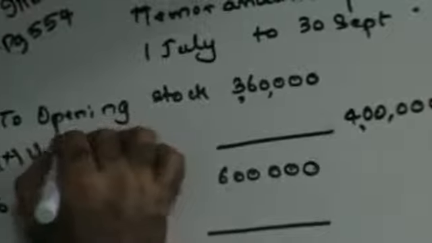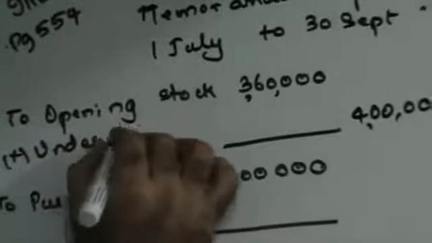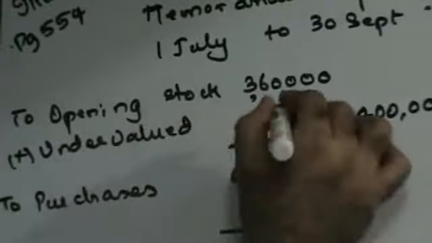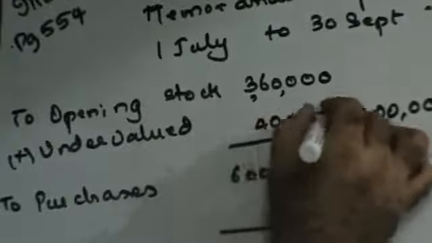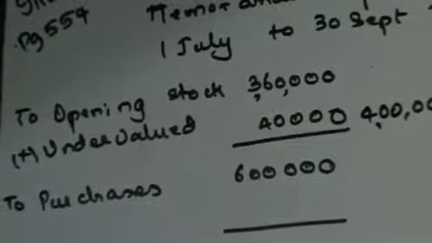So this is the add for undervalued stock. It's 2,50,000. You've written 2,50,000. Okay. Next, let's move on ahead.